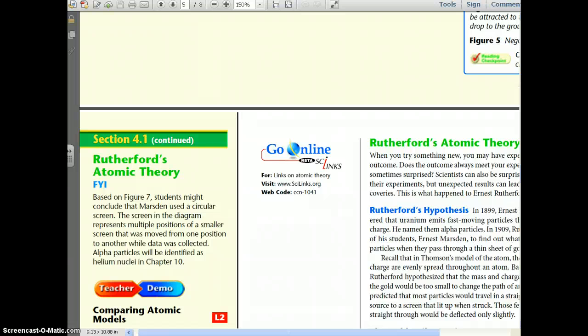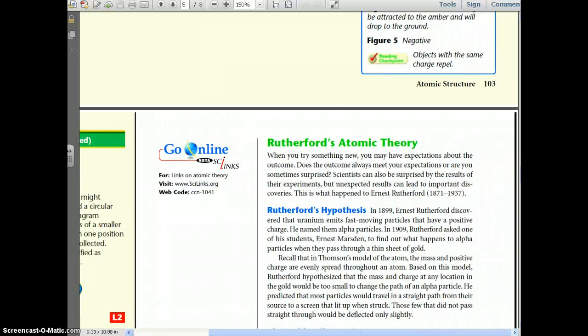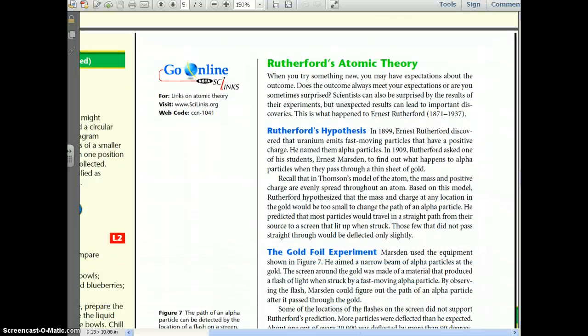Rutherford's atomic theory. When you try something new, you may have expectations about the outcome. Does the outcome always meet your expectations, or are you sometimes surprised? Scientists can also be surprised by the results of their experiments, but unexpected results can lead to important discoveries. This is what happened to Ernest Rutherford. Rutherford's hypothesis. In 1899, Ernest Rutherford discovered that uranium emits fast-moving particles that have a positive charge. He named them alpha particles.